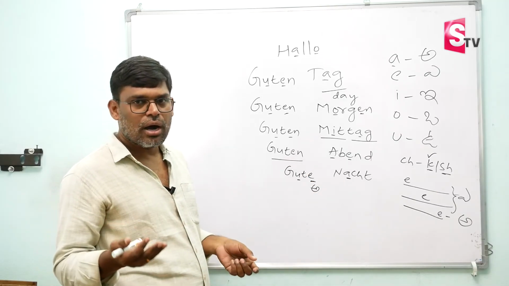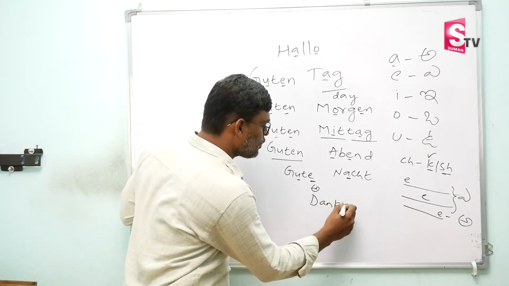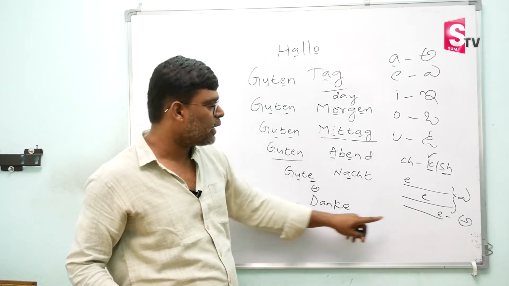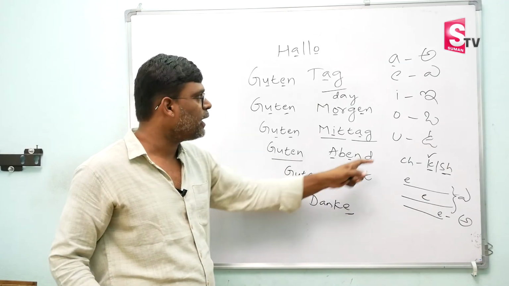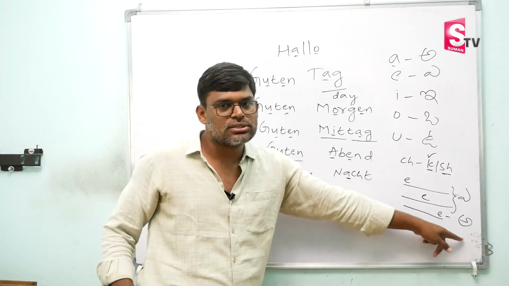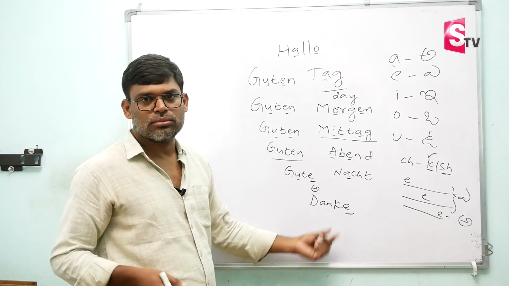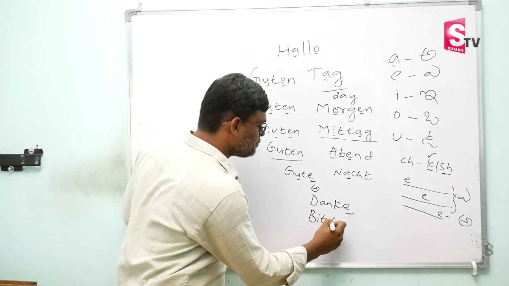Gute Nacht, good night. Now see the same thing. How are we reading this? Danke. Again E is at the end, so it will be A sound. It's not danke with an E sound, it is an A sound. Here it is at the end, so it will be A sound. So danke means thank you.